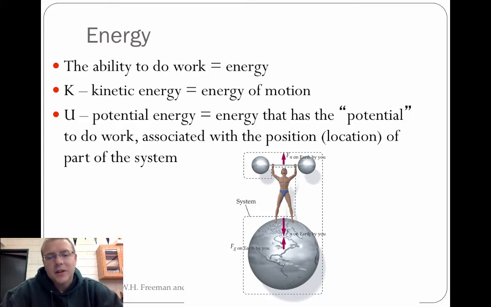From last chapter we found out that work done transfers energy into objects. Specifically, it's kinetic energy, that energy of motion. As we talked about the flip side of that definition, if an object has energy, then it has the ability to do work. Kinetic energy is the energy of motion, while potential energy, which will be labeled U here, has the potential to do work. It's energy associated with a position or a location in the system.